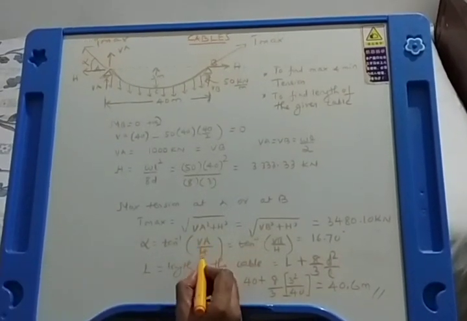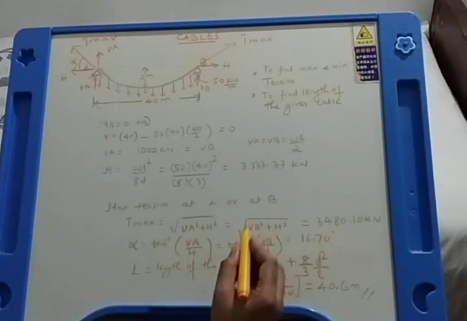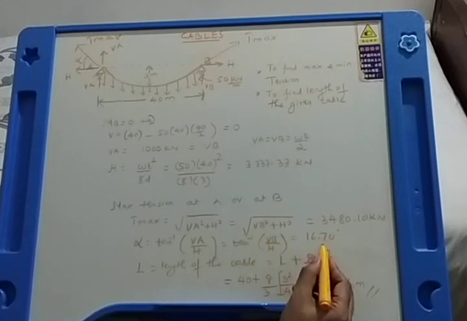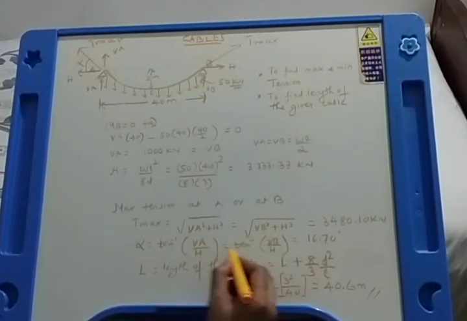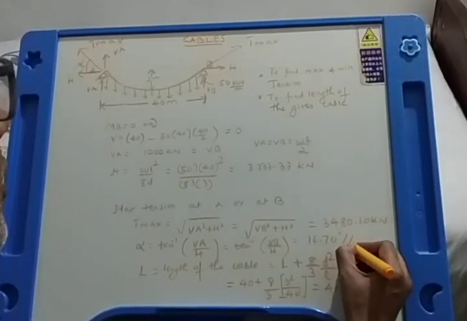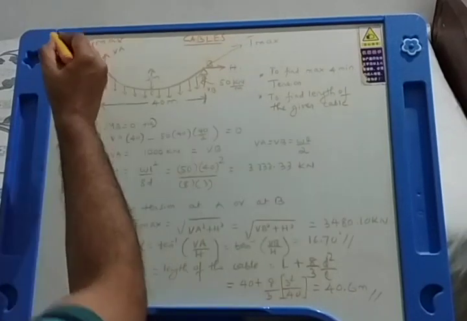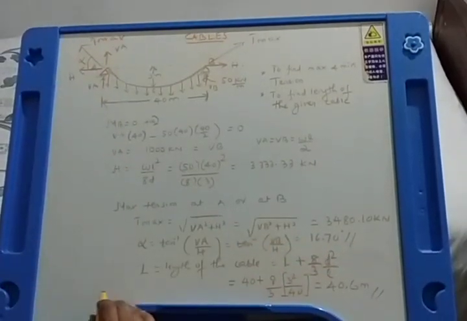Now the inclination of the cable to the horizontal, that is alpha, is found out like this: tan inverse of VA upon H. It's very simple. You had seen this in elements of civil engineering. So similarly, we can find out the inclination of the cable as tan inverse of VA upon H, which is also equal to tan inverse of VB upon H. So you're going to get alpha equal to 16.7 degrees with reference to horizontal. That is the inclination of the maximum tension with reference to horizontal.